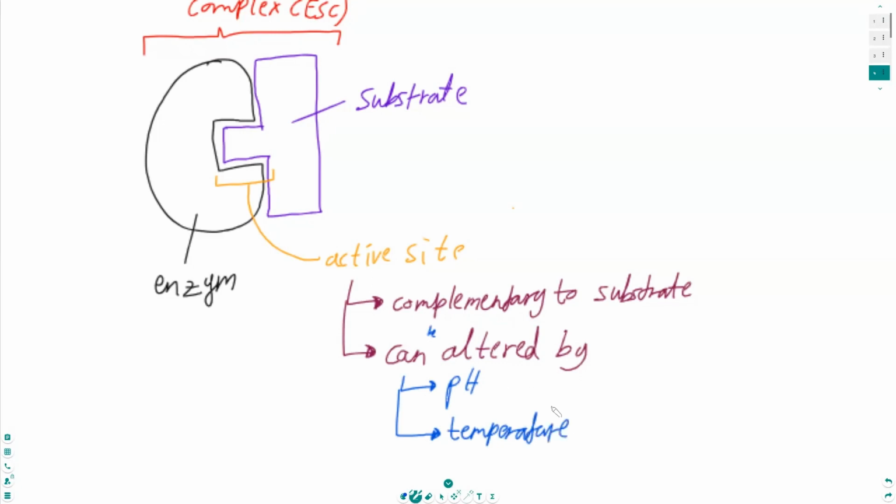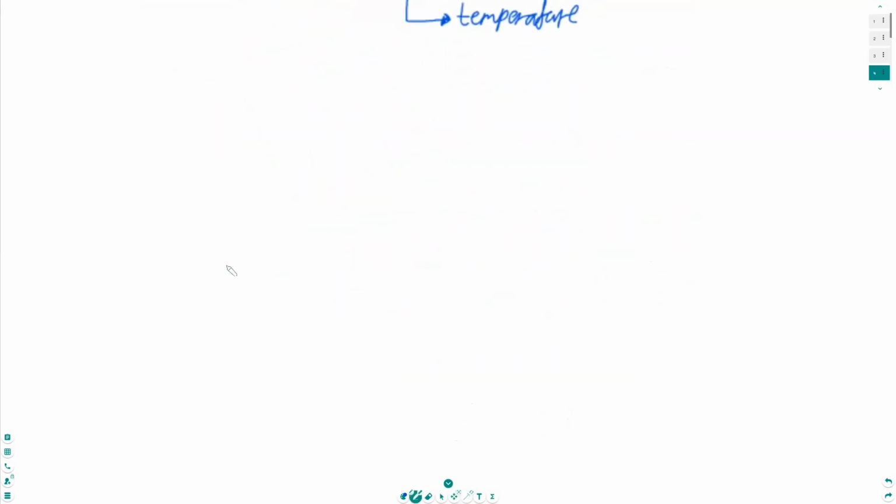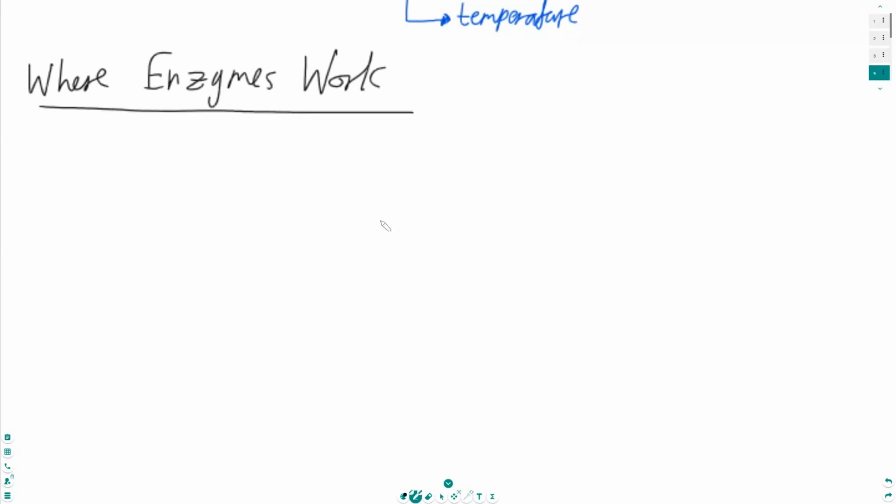So these will come in a separate video, in a separate playlist about practicals, because these are practical-based questions that you need to know. So, where do enzymes work? Location, where enzymes work. So enzymes can either work intracellularly or extracellularly.